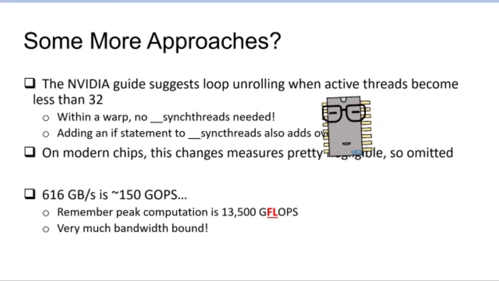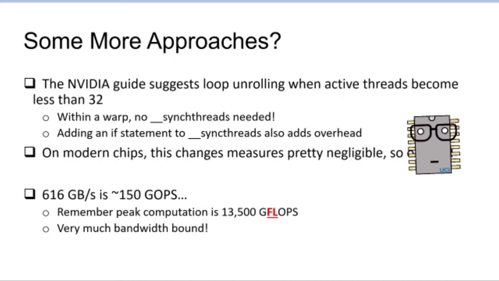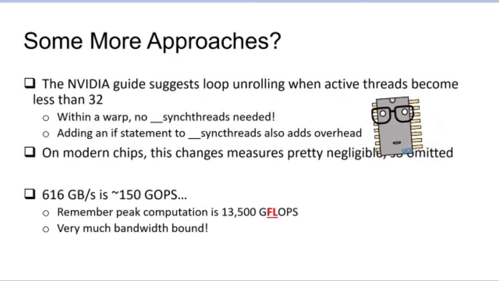So maybe we can, the NVIDIA guide suggests writing a function which spells out the entire last five iterations of the loop in a non-looping, non-sync threads way, depending on the natural inherent synchronized characteristics of threads in a loop. So loop unrolling is the right way to go here.